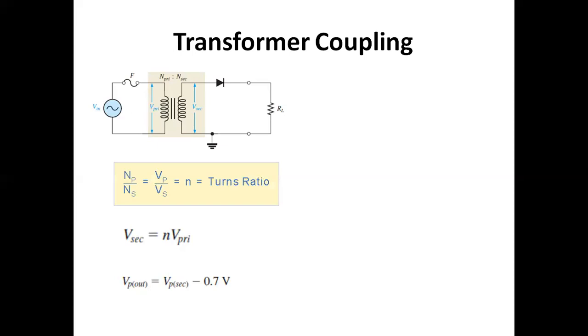Okay. Now, if you incorporate a transformer in the half-wave rectifier, and you want to calculate the peak output voltage of the rectifier, you just need to ask yourself, do you know the peak secondary voltage of the transformer? If you know it, you only need to subtract one diode drop from that value and you get the peak output voltage.